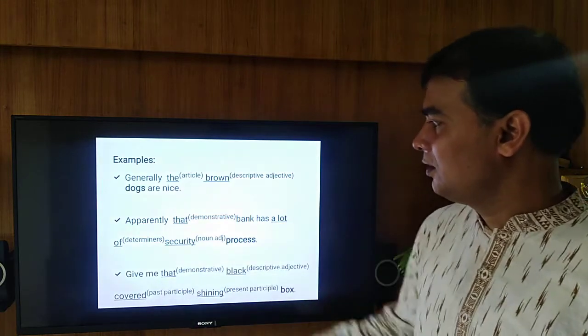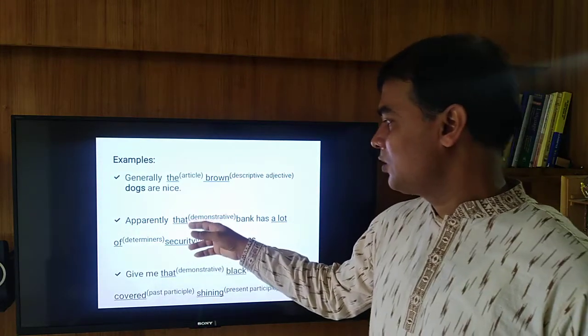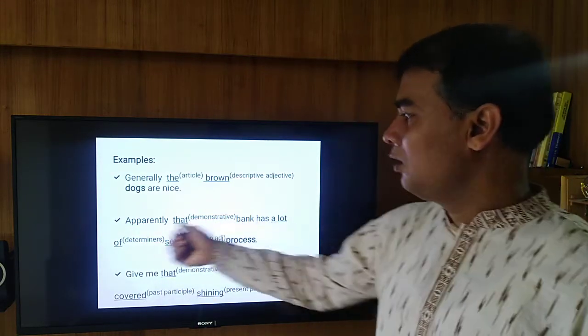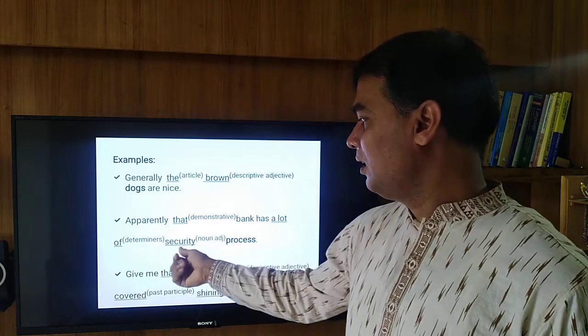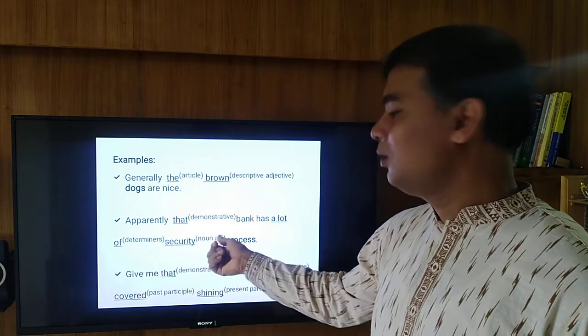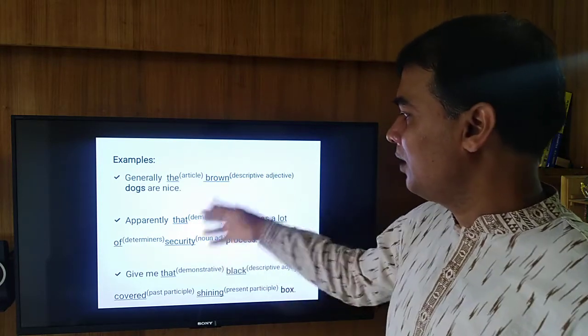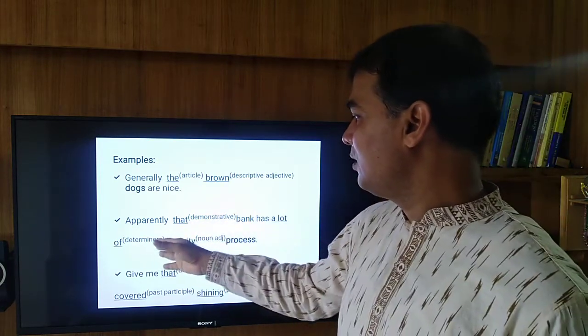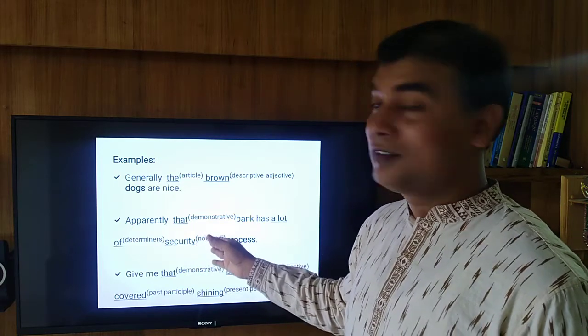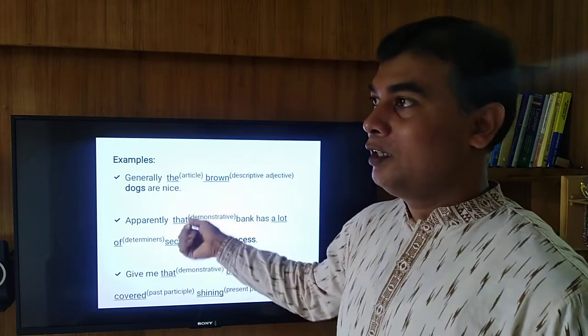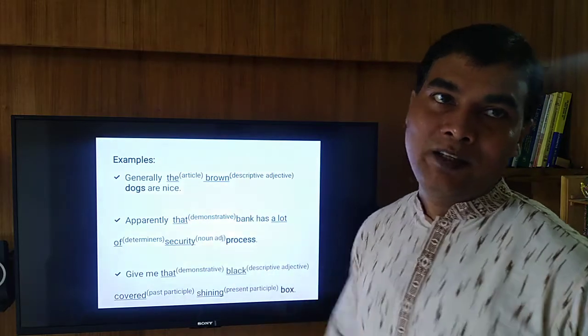And in the second example: apparently that bank has a lot of security process. In this sentence, "that" is a demonstrative pronoun, "a lot of" is a determiner, and "security" is a noun adjective. "Process" is the head word and noun. So here you find demonstrative, determiners and noun as noun adjective appear as pre-modifiers.